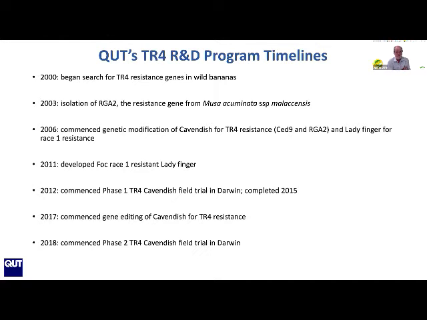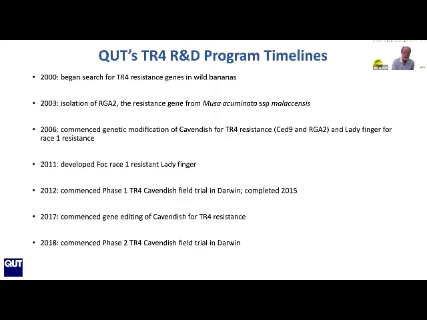We went looking for resistance genes, and we went looking for resistance genes in the wild germplasm, and particularly in the diploid bananas. As most of you are aware, bananas, particularly acuminata, evolved in Southeast Asia primarily, right down into the tip of Australia. And so right throughout that region, we can find diploid bananas, and some of those have resistance to all sorts of diseases, particularly in this instance to TR4. And we isolated a gene which we called RGA2. It's a resistance gene, and it's from a diploid banana called Musa acuminata malacensis.